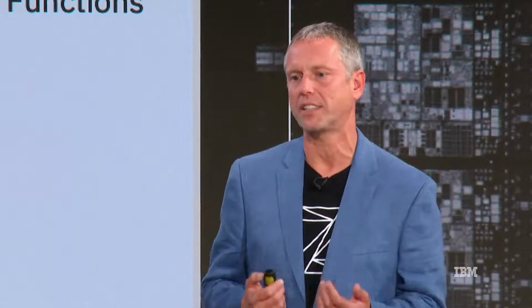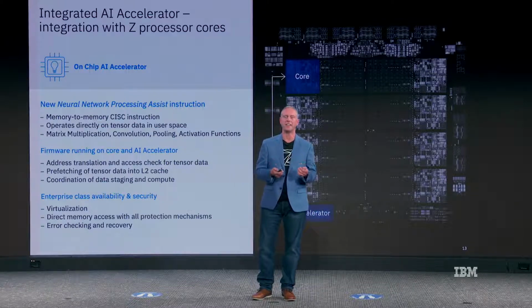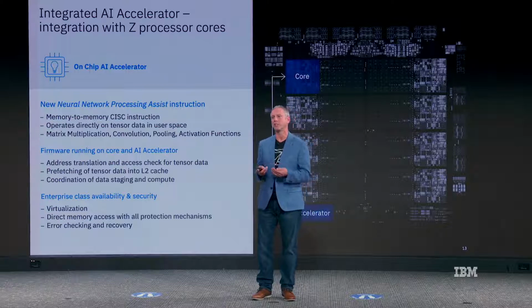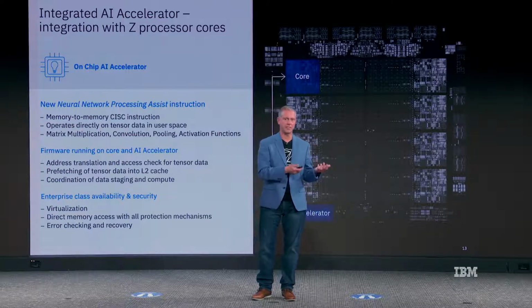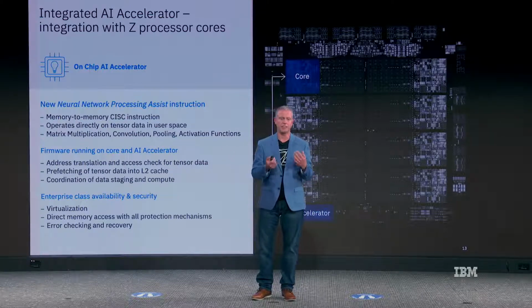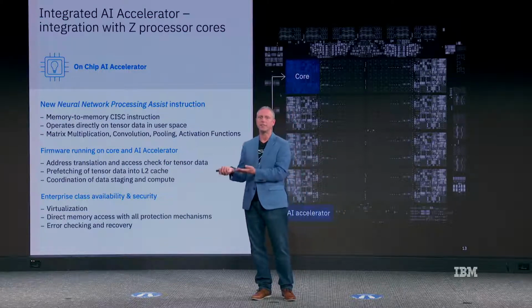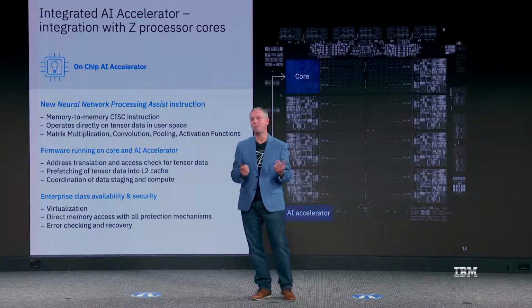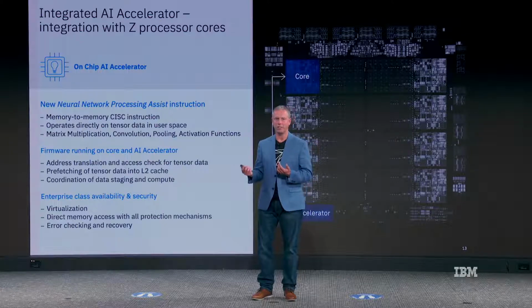We defined a new instruction called the Neural Network Processing Assist instruction. That instruction is a memory-to-memory CISC instruction, meaning the operands, the tensor data, are directly sitting in user space in a program's memory. So for example, a program could have 2 matrices sitting in memory and a destination matrix and call the instruction, and the instruction would perform the matrix multiplication of the 2 source operands and put the result into the destination operand. The instruction can perform many types of operations, like matrix multiplication, pooling, or activation functions.